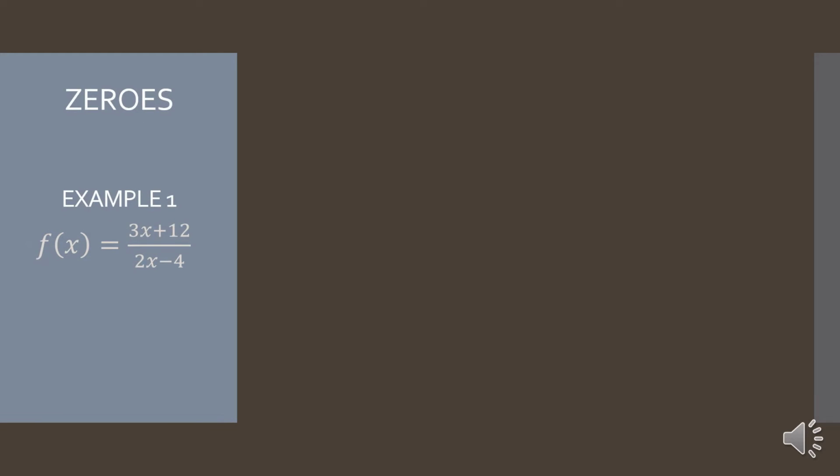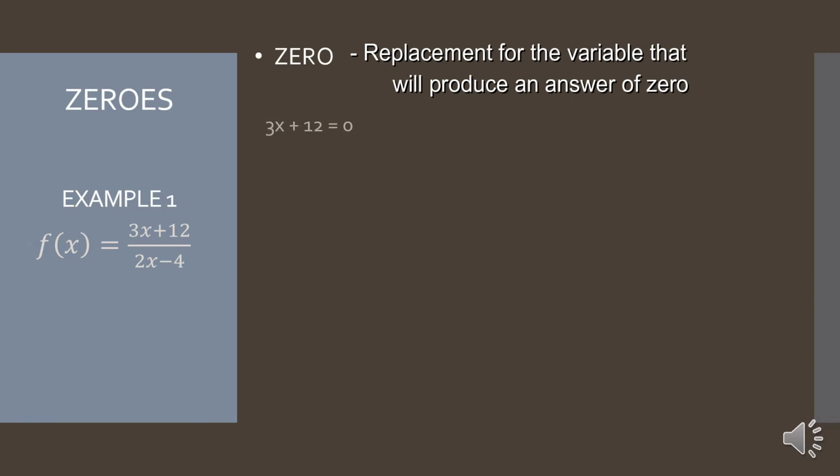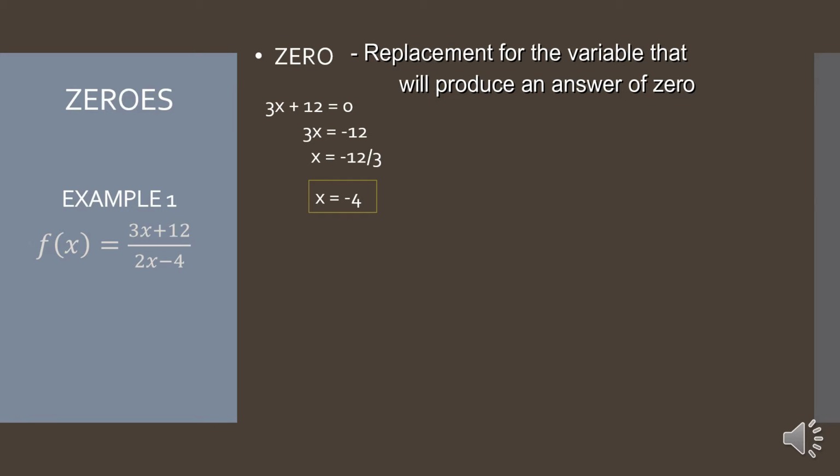Now let us find the zero of the function. For the zero of the function, you need to equate the numerator to 0. So 3x plus 12 is equal to 0, then 3x is equal to negative 12, then x is equal to negative 12 divided by 3. Therefore, the zero of the function is x equal to negative 4.